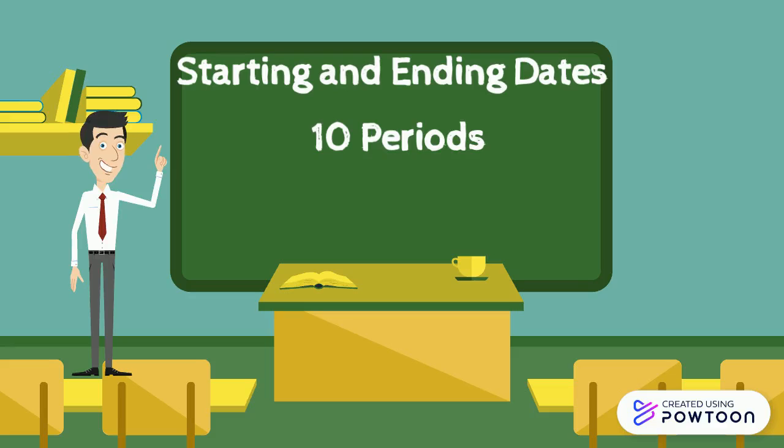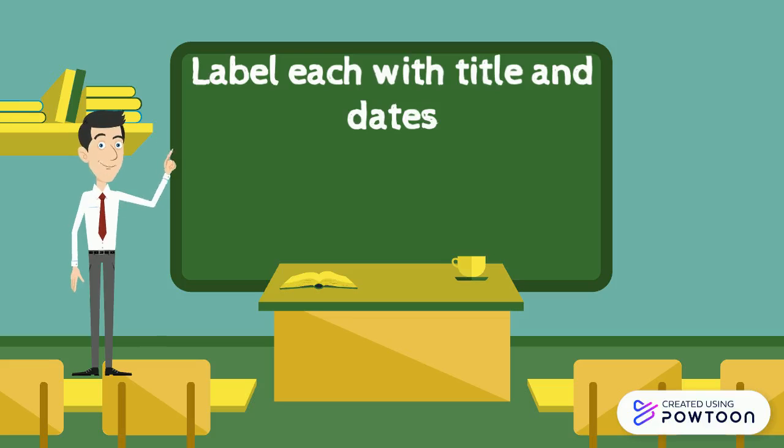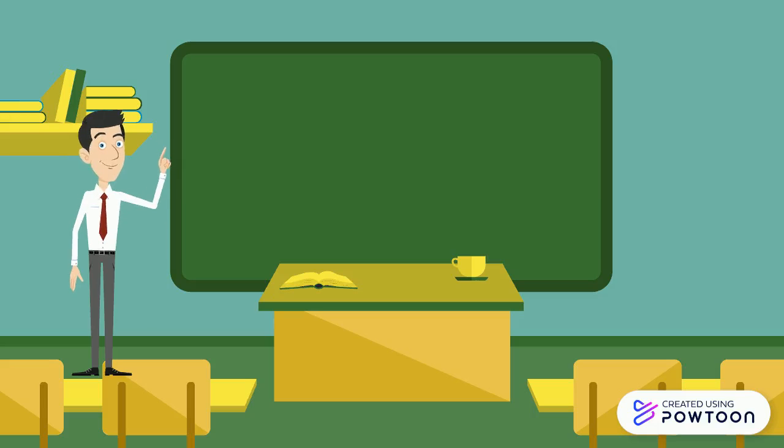Then create a document using Google Drawings or PowerPoint or anything you're comfortable with, even by hand. Draw out your 10 boxes with arrows between each to show the flow of the periods. Label each box with a title of that period and the main dates of that period, the start and end dates. Then inside each box, I want you to make kind of a collage of either 10 words or images or a combination of both that would be important for that period. Make sure you look at the standards to see what you're required to teach in that period.